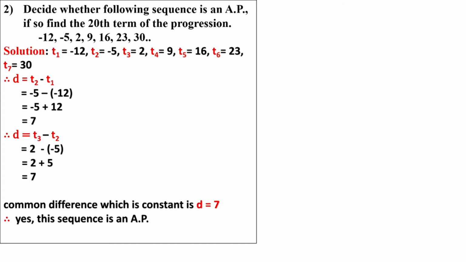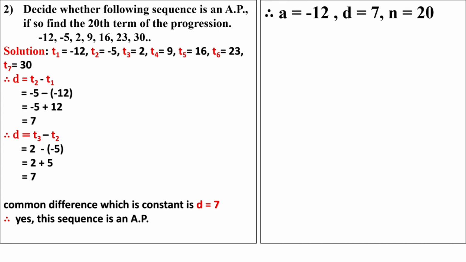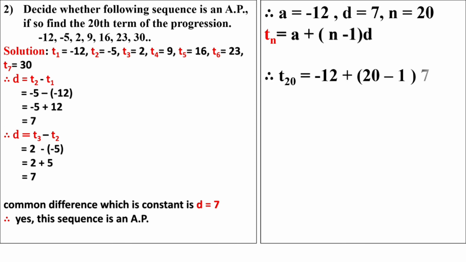Now after getting the AP, what do we have to find? The 20th term. We have to put the general formula. So what is the general formula? Tn equal to a plus (n minus 1) d. So the a value we have is minus 12, the d value is 7, and the term which we have to find is the 20th. Put the formula and substitute the values of n, a and d.